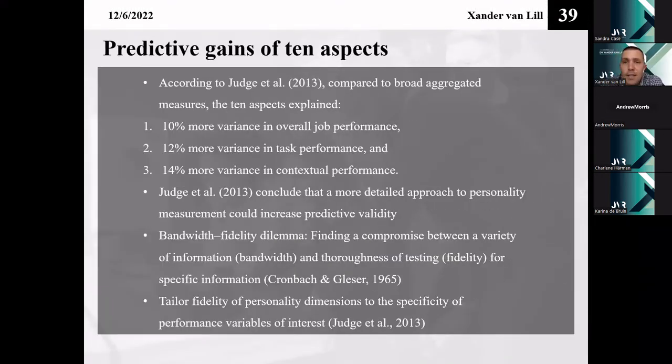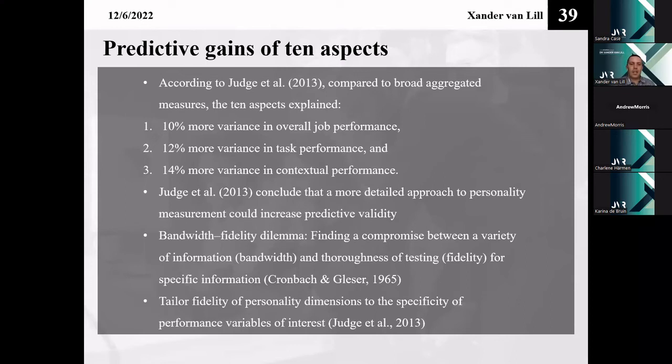So based on that same meta-analysis, Judge said that if you take the 10 aspects into consideration, in comparison to the trait theory, you can almost have 10% more variance explained in overall performance, 12% more variance explained in task performance, and 40% more variance explained in contextual performance. And he concluded that it could be meaningful to take a more detailed approach to personality measurement when we want to increase our predictability of future job performance and use it to make selection decisions about people.